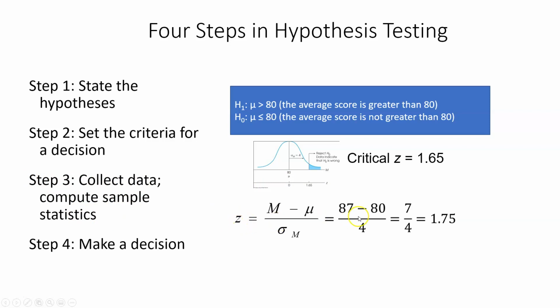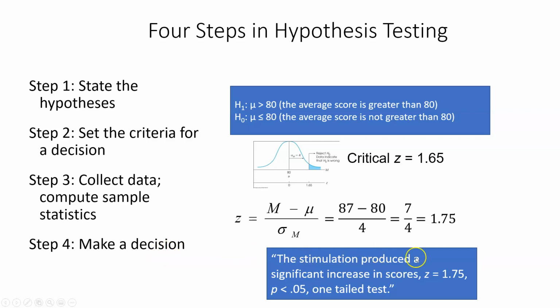Here we've computed the z as 87 minus 80 divided by the standard error of 4. We have a distance of 7 points away from the population mean, but typically on average we can expect there to be about 4, so the distinction here is 7 divided by 4, or we have about 1.7 times higher a score than we would expect typically just by chance. This z-score of 1.75 falls beyond the z-score of 1.65, and so we can make a decision here that the stimulation produced a significant increase in the scores.